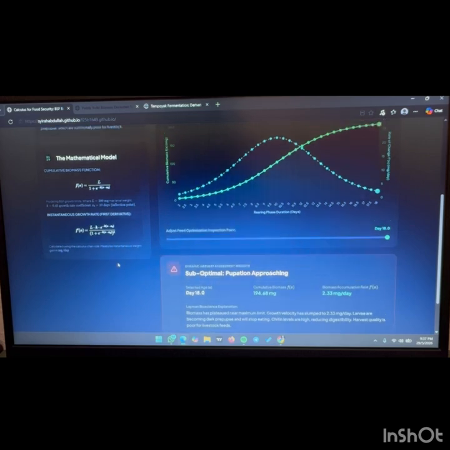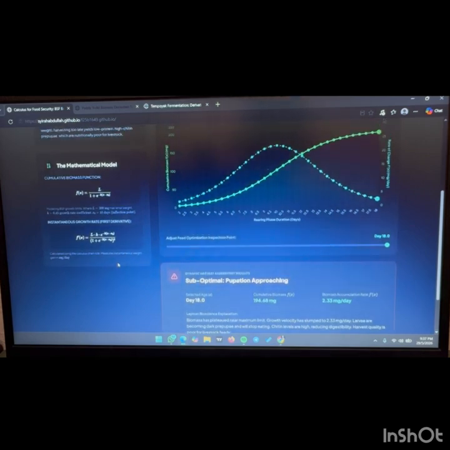The next point is the optimal harvest date, which is day 10. This means the larva achieve a high growth efficiency on day 10 with a peak growth rate of 22.50 mg per day.